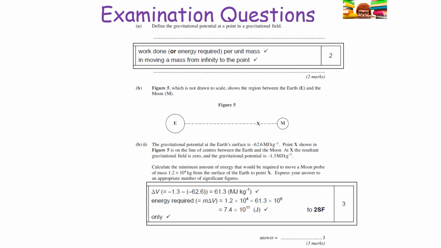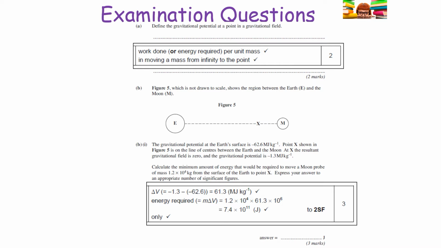Now you should then also remember that if we have a potential difference and we need to work out an energy or a work done, well therefore work done is mass times by potential difference. Now you're given the mass in the question of the moon probe, it's 1.2 times 10 to the 4, so you'll do 1.2 times 10 to the 4 times by 61.3 times 10 to the 6.